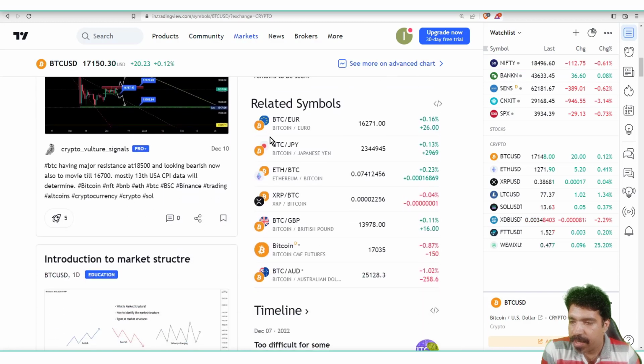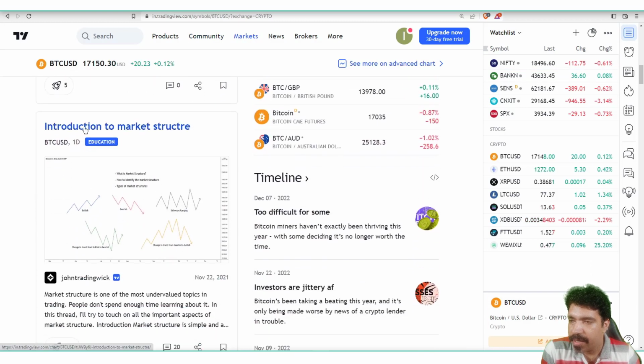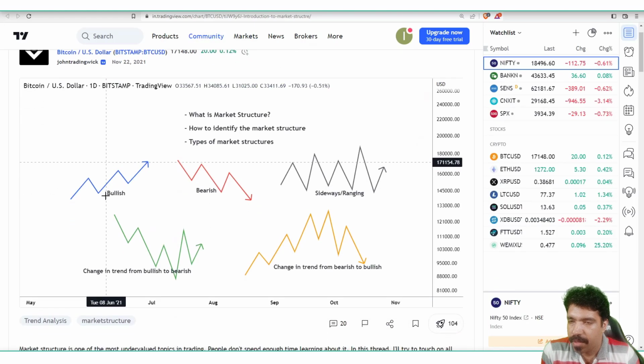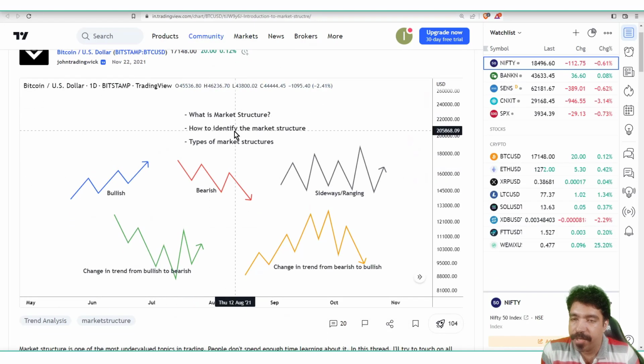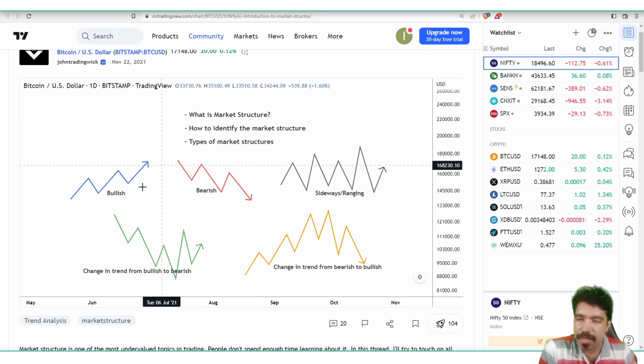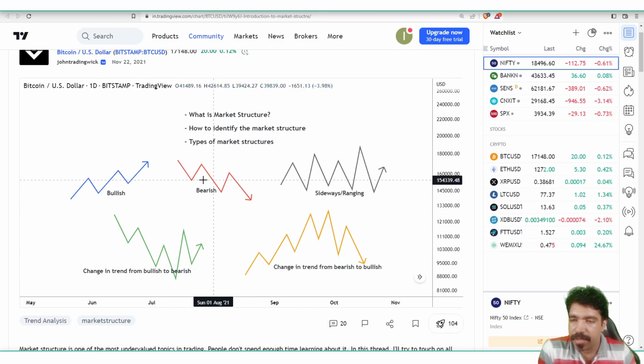Now let us look at another article. This article is Introduction to Market Structure. So what is the market structure? How to identify the market structure? Types of market structure are shown in the graph format.